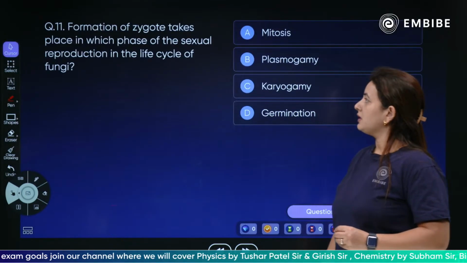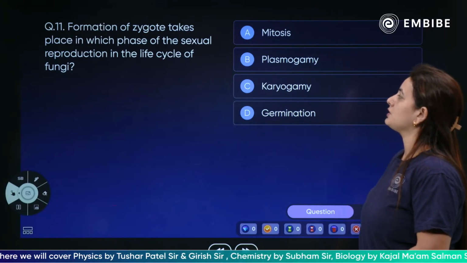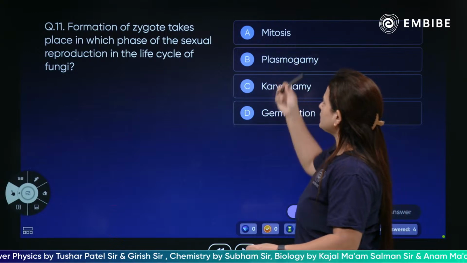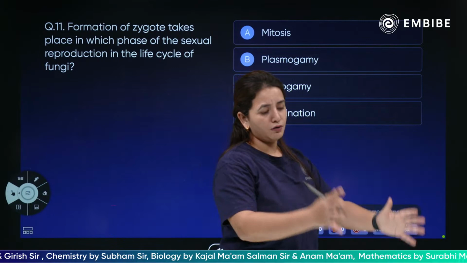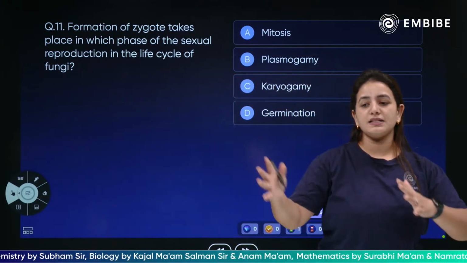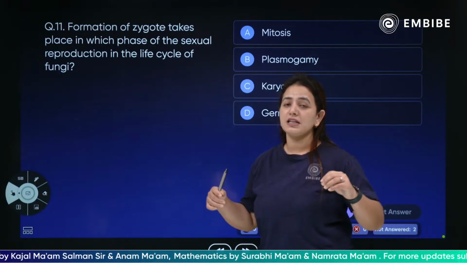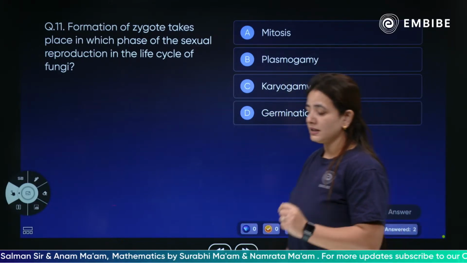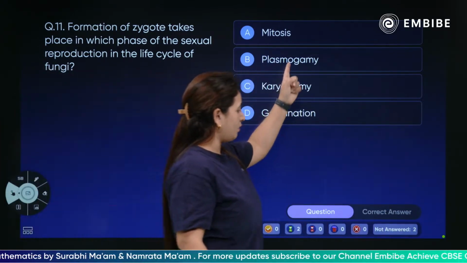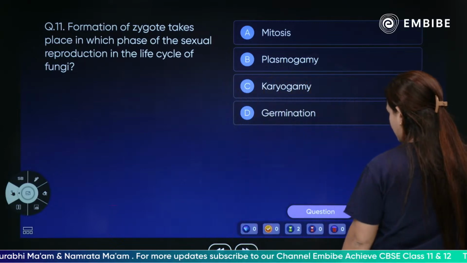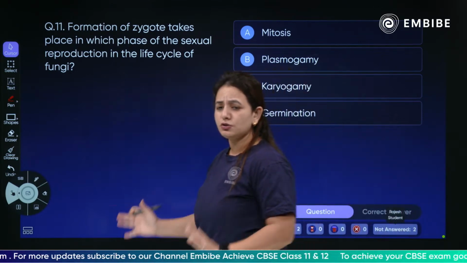The next question. Formation of zygote takes place in which phase of sexual reproduction in the life cycle of fungi? What do you think? These are the basic phases of sexual reproduction: fertilization, embryo formation, zygote formation, nucleus fusion. Which phase is responsible for the formation of zygote? This has to be very easy, children. Quickly answer. Fast answer. We have a lot of questions to discuss.